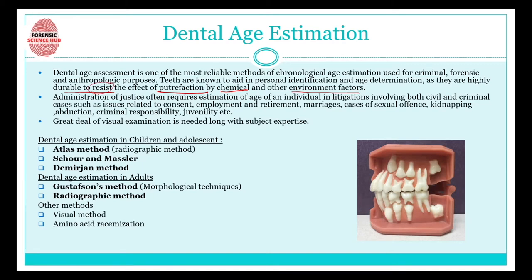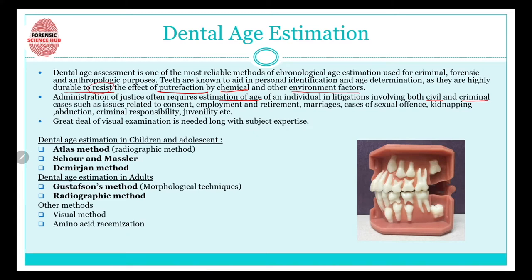Administration of justice often requires estimation of the age of an individual in litigations involving both civil and criminal cases, such as issues related to consent, employment, retirement, marriage, cases of sexual offense, kidnapping, abduction, criminal responsibility, juvenility, etc. So teeth have been useful in estimating the age of a person in a number of cases like these. It is a very reliable method to determine the chronological age of a person.